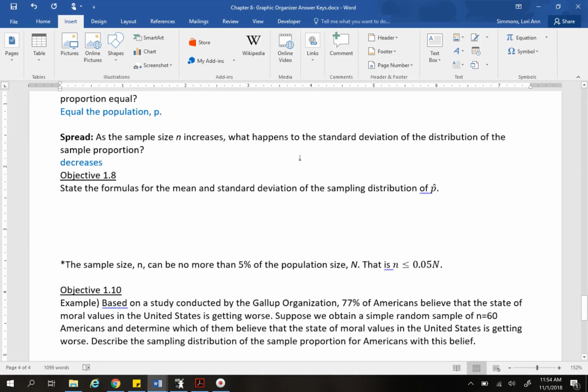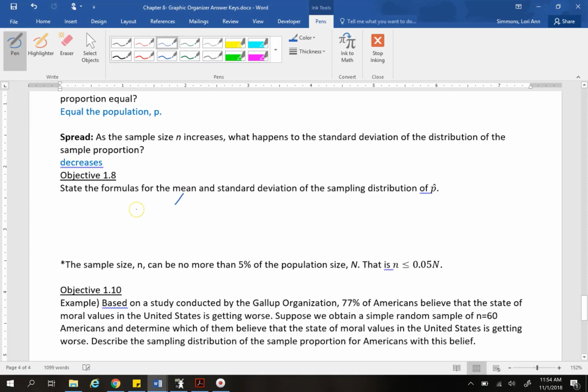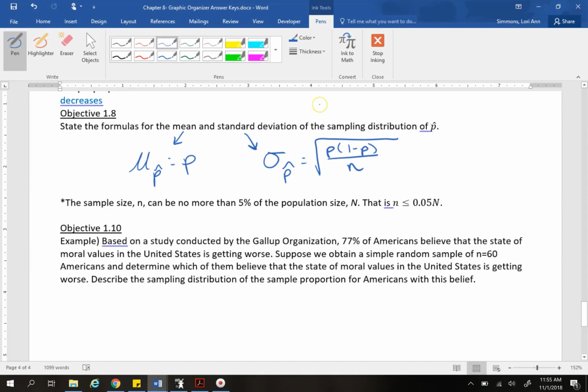So let's list the formulas for the sampling distribution of p hat. The mean is mu sub p hat is equal to p, and the standard deviation is sigma sub p hat is equal to the square root of p times 1 minus p, divided by n. And note, for independence, the sample size n can be no more than 5% of the population size, capital N. So this is what that meant.